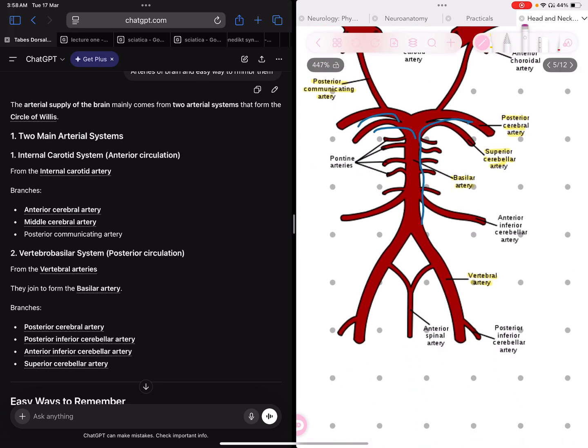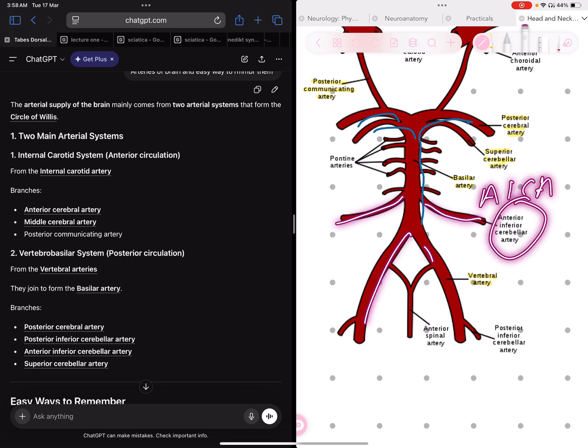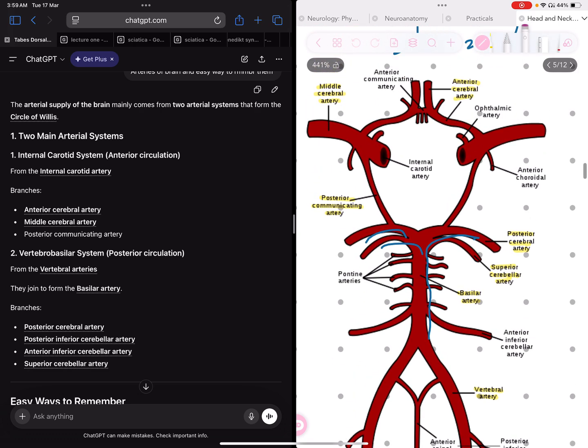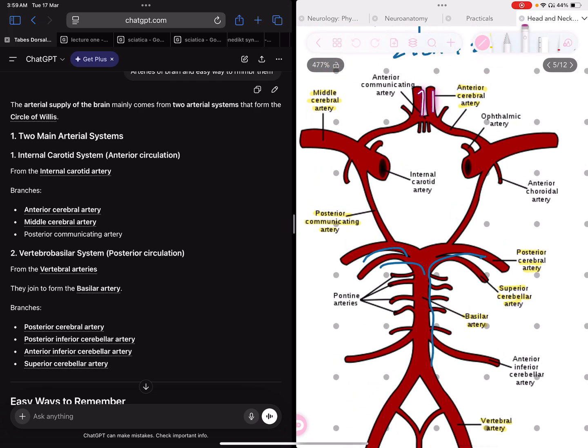When you talk about cerebellar, you have the AICA, which is the anterior inferior cerebellar artery, and then you have the PICA, which is the posterior inferior cerebellar artery, and then you have the superior cerebellar artery. So you have three cerebellar arteries: superior cerebellar artery, anterior inferior cerebellar artery, and posterior inferior cerebellar artery, right? And when you talk about cerebral, you have the anterior, middle, and posterior cerebral artery. You also have a posterior communicating artery, right?